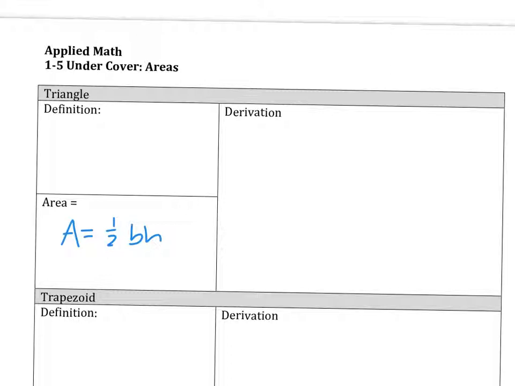The definition of a triangle, of course, is a three-sided polygon. And a polygon, of course, has straight sides. There's no curves. It's closed, etc. But I do want to point out where the triangle formula comes from.